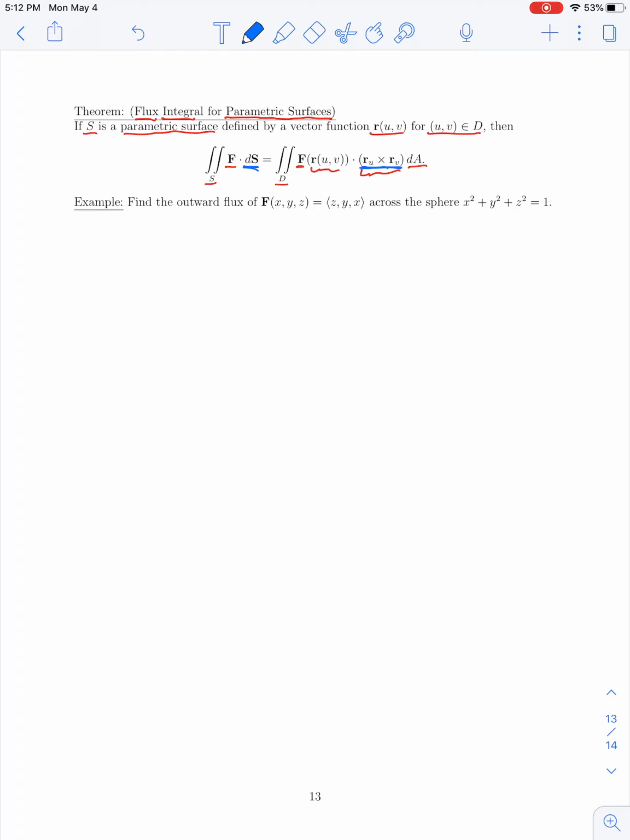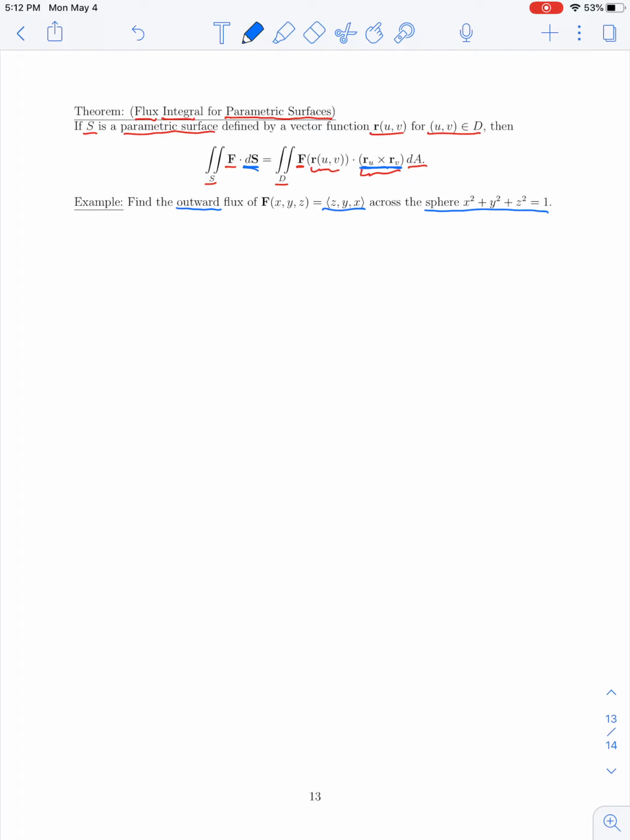So in this next example, we are asked to find the outward flux of the vector field z, y, x across the sphere centered at the origin of radius 1. So we know one way that we could approach this is to consider the upper and lower hemispheres for this sphere as the graphs of a function of x and y, and then evaluate the flux over those upper and lower hemispheres individually and take the sum. But that gets a bit tedious here.